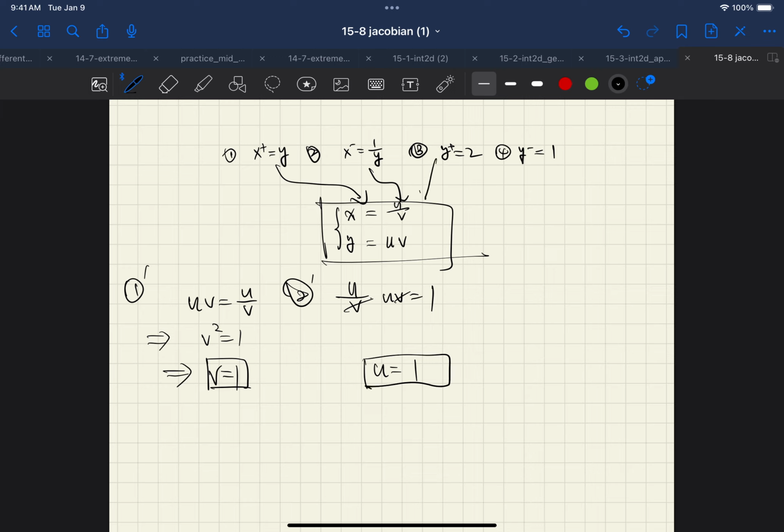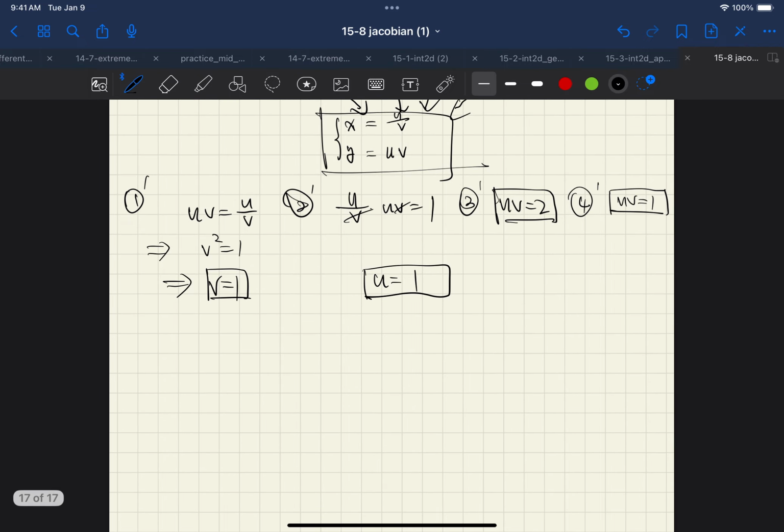Now I feed in curve number 3, so after transformation, y equals 2 means uv equals 2. I don't have anything to do for any further simplification. If curve 4 goes in, then it's again uv equals 1. So what 4 curves do we have?